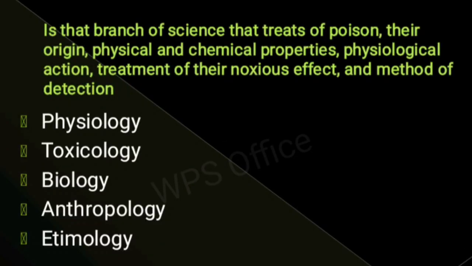Is that branch of science that treats of poison, their origin, physical and chemical properties, physiological action, treatment of their noxious effect, and method of detection. Letter A, physiology. Letter B, toxicology. Letter C, biology. D, anthropology, and E, etymology. The answer is letter B, toxicology.